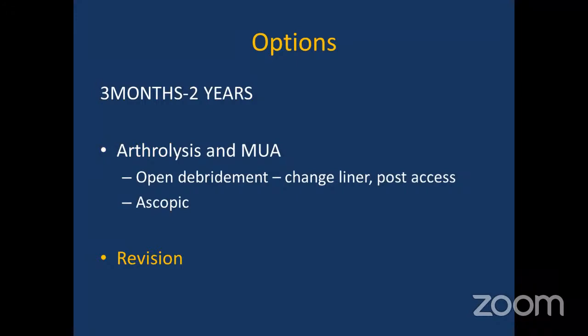Now, arthrolysis, okay, this is now 1 year down the line. Do I do it open? Do I do it arthroscopic? I thought the advantages of open is that you can get good access to the posterior part, change the liner if required, and a lot of things there.